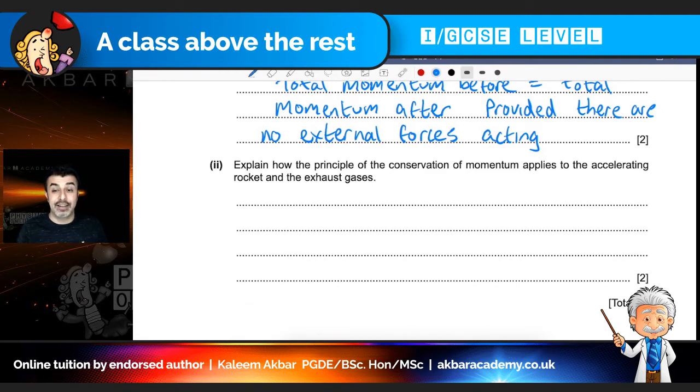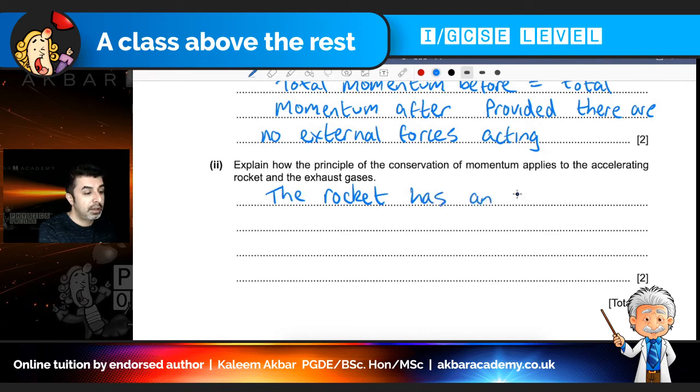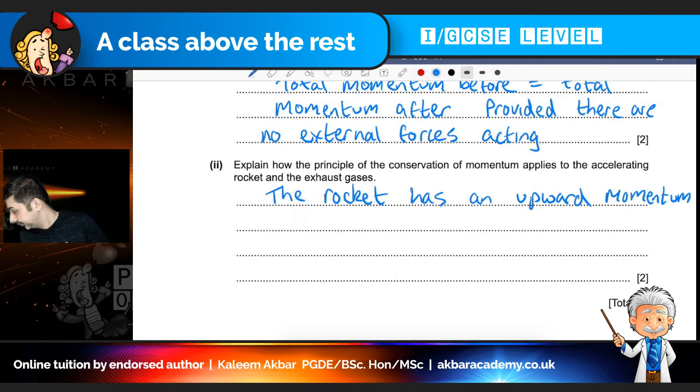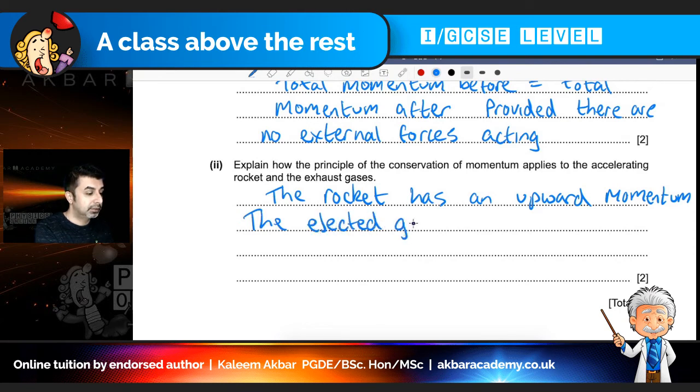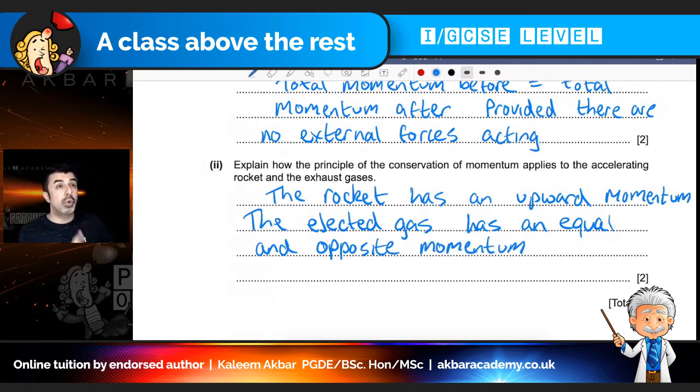So the key here is to understand that the rocket's got an upward momentum and the gas has got a momentum in the opposite direction because it's been expelled in the opposite direction. It's been given out in the opposite direction. So the rocket has an upward momentum. The ejected gas has an equal and opposite momentum. In other words, the rocket's going up the way and the gas is being expelled down the way, equally and opposite.